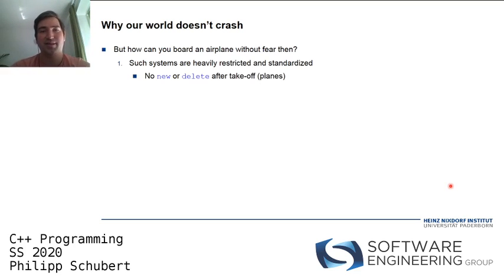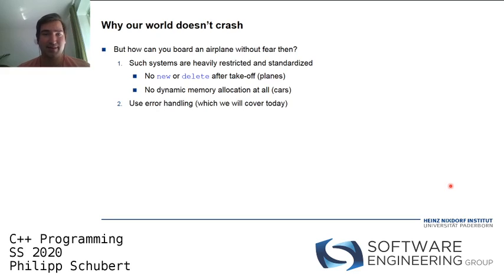For instance, for airplanes, it holds that you are not allowed to use any new or delete after takeoff, because it's just too dangerous. You can make mistakes too easily, so that's completely prohibited. If you implement really critical software for a car, so software that runs the engine or some emergency systems, no dynamic memory allocation is allowed at all. So you only have fixed size buffers which you can use for computations, but no new, no delete, and also no malloc and no free in the C parts of that software.